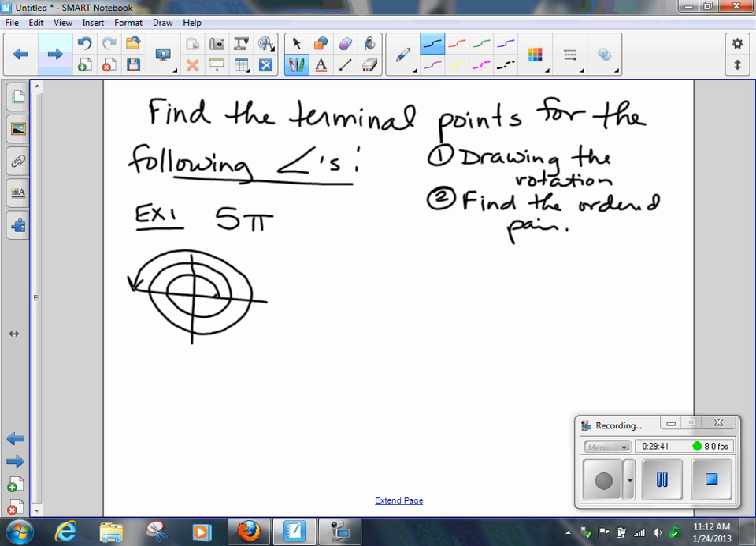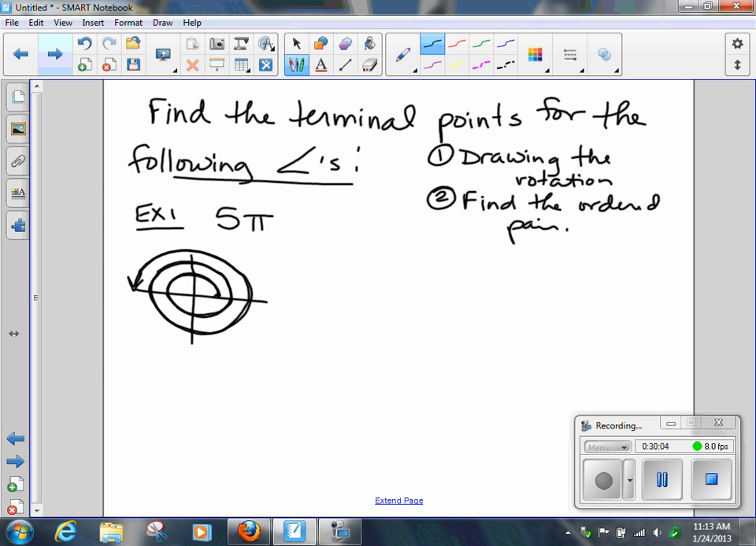Now look right here. I have to count it off in singles. I don't know why, I just do. 1 pi, 2 pi, which is 1 revolution. If I went another revolution, it would be 4 pi, 5 pi. Did you see it?